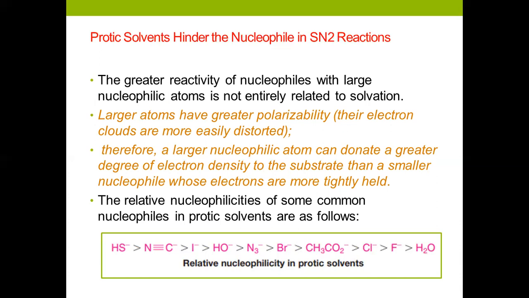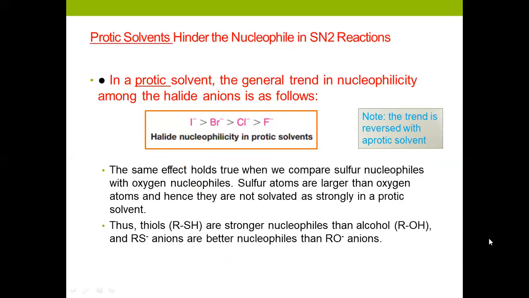Aside from the one that we mentioned, the larger the atom is, the lesser the solvation effect. Because there is a lesser solvation effect, the nucleophile will be more available as compared to when we are dealing with a smaller atom. There is a greater solvation effect, and the nucleophile is readily stabilized by the solvent. So there is less availability.